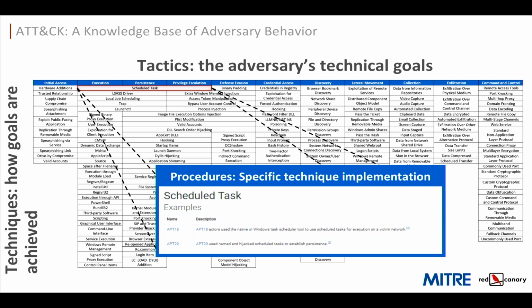So ATT&CK is maintained by the team at MITRE, but we rely on community contributions. Red Canary has done a ton. Many of you in this room have probably contributed and given us feedback, but we're the maintainers.